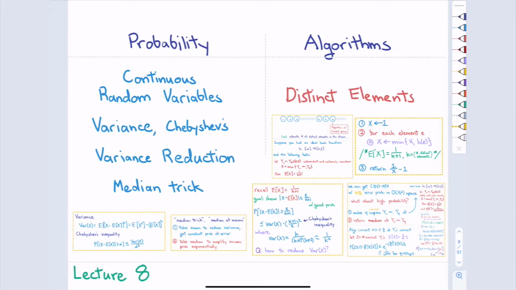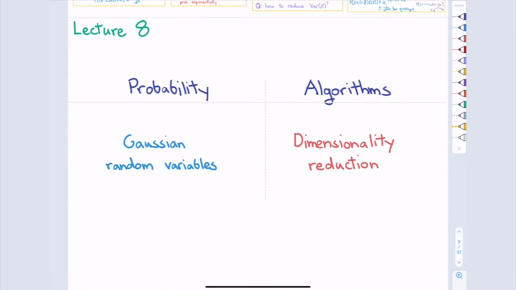All right, so that brings us now to today's lecture about dimensionality reduction. But really, it's going to be a story about Gaussian random variables. And maybe the takeaway is going to be that if you understand these things very well, then this is in fact very easy.